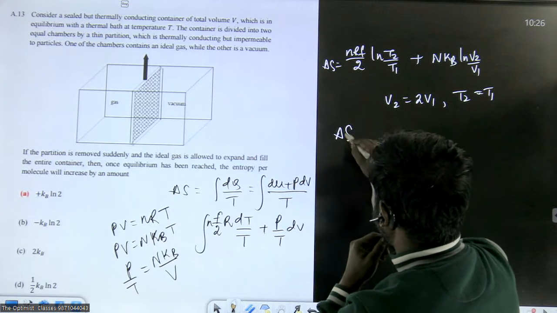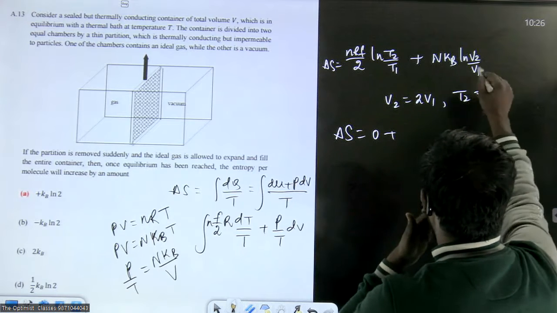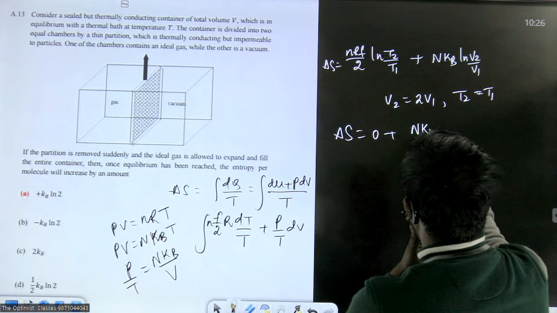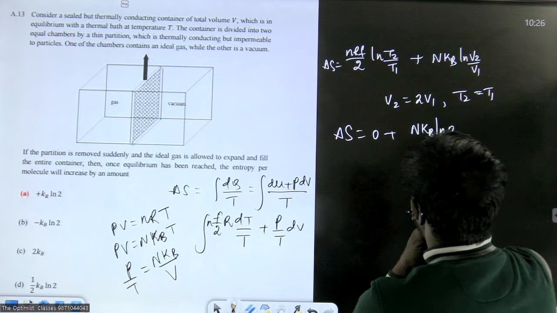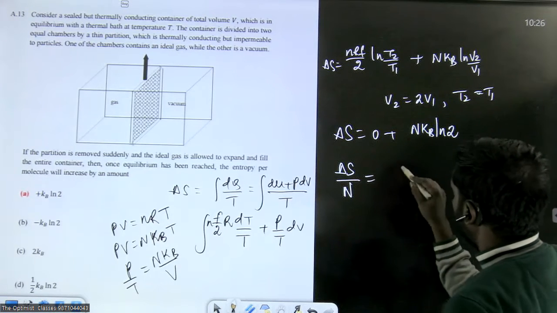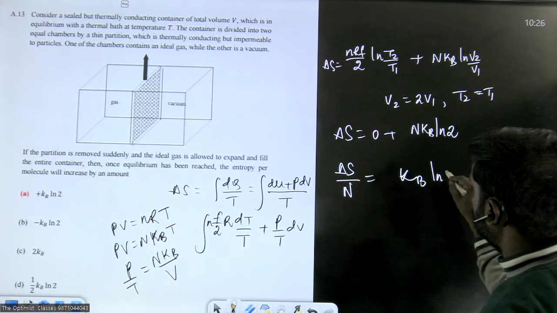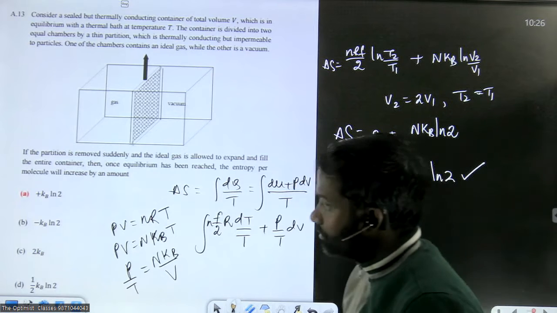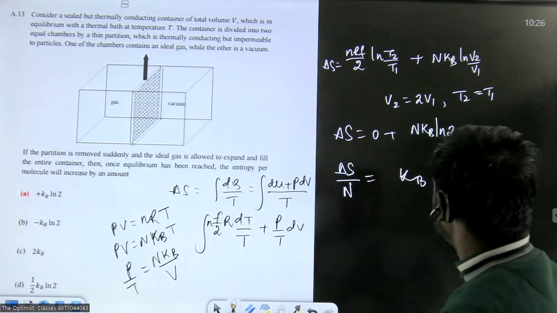So the change in entropy is equal to, this term is 0, and from here you get n kB ln 2. But we have to calculate entropy per particle, so delta S by n will be equal to kB ln 2. That's the answer. So the first option is correct.